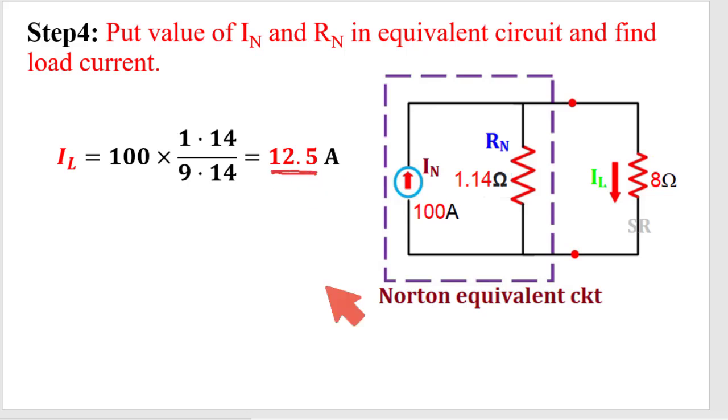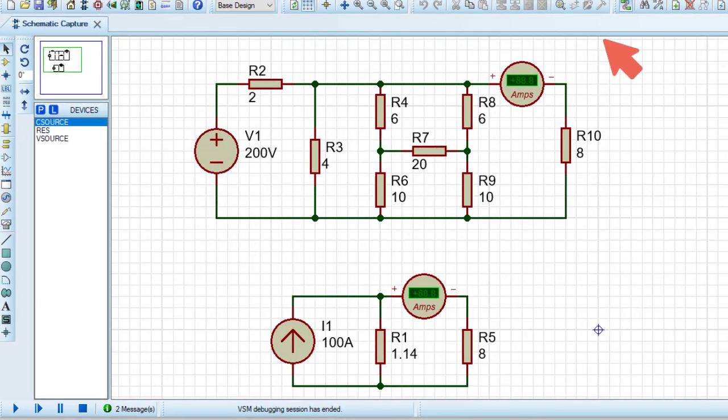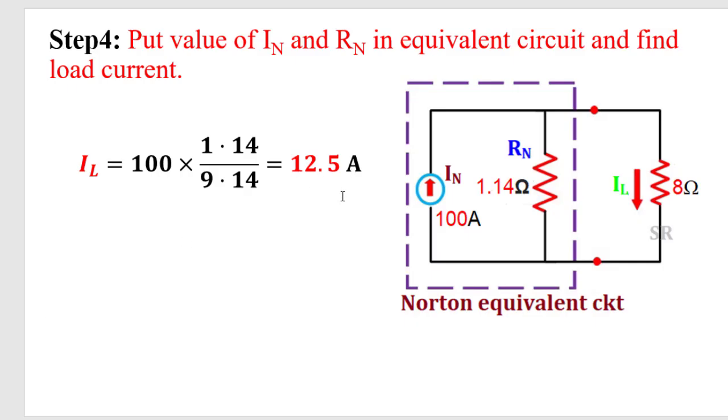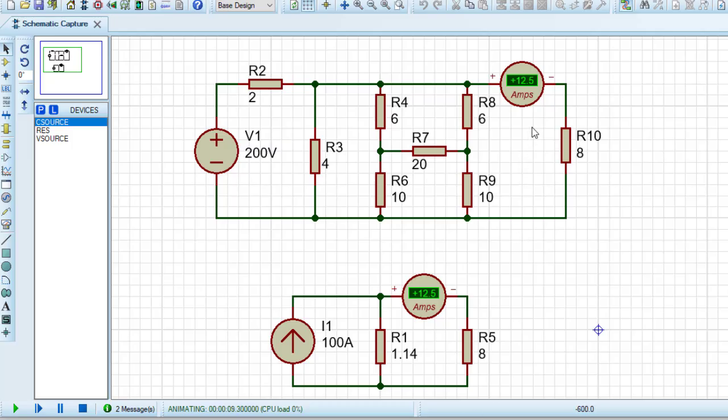Now checking whether my calculation is perfect or not. This is the main circuit. This ammeter is connected to get the load current in the main circuit. This is the Norton equivalent circuit with Norton current 100 ampere, Norton resistance 1.14 ohm, and this is the load 8 ohm resistance. Now running the simulation and checking the load current in the main circuit and in the Norton equivalent circuit. See here, in calculation my load current was 12.5 ampere, and here I am also getting the load current in the main circuit as 12.5 ampere, and the load current in the Norton equivalent circuit as 12.5 ampere. So my calculation is perfectly okay.